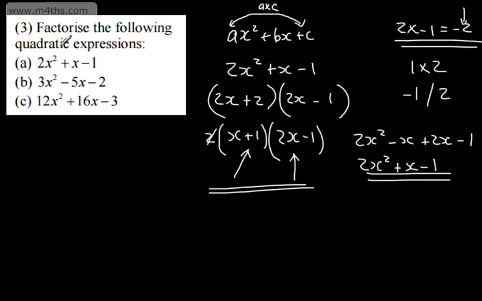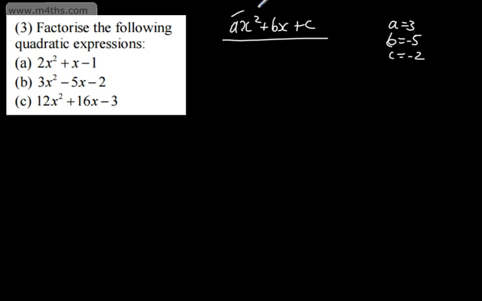Okay, let's have a go at the next one. So what we're going to do then is the a times by the c. This is in the correct order, ax squared plus bx plus c. So we can see here that a is going to be equal to 3, b is going to be equal to negative 5, and c is going to be equal to negative 2. We do the a times the c. So 3x squared minus 5x minus the 2. So 3 times by negative 2 is going to give me negative 6.